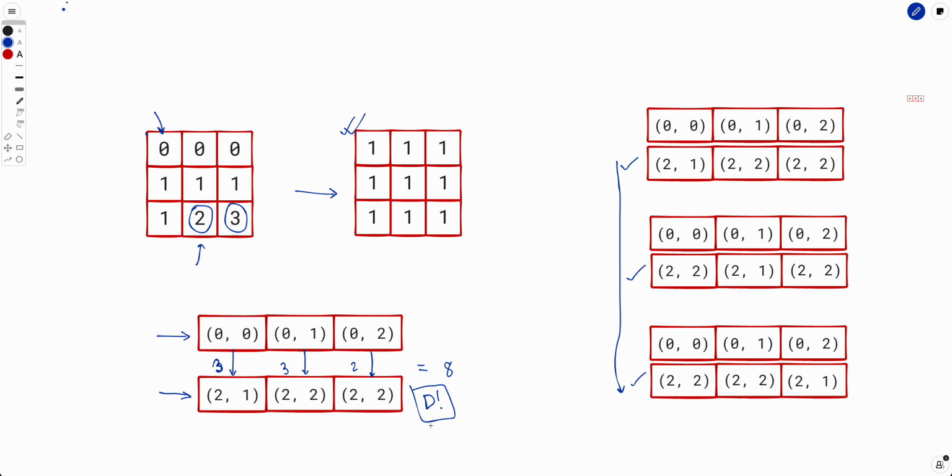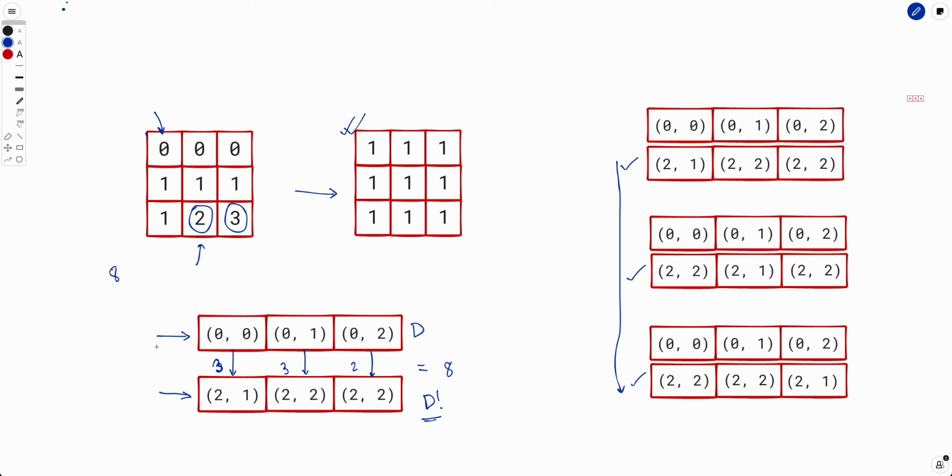Now what will be the value of d here? The value of d would be, in the worst case, 8. Why 8? Because notice this d is actually equal to how many cells there are which are deficit of stones, right?